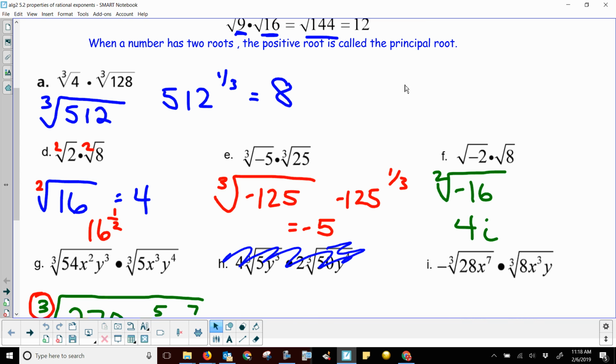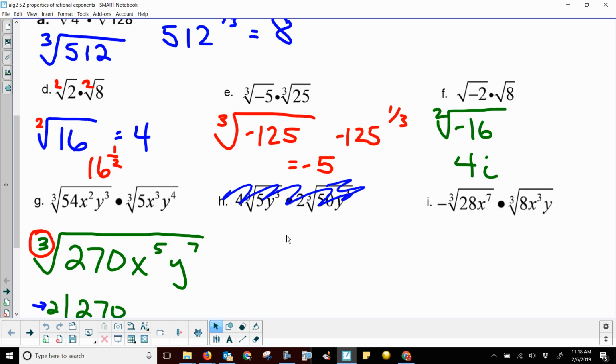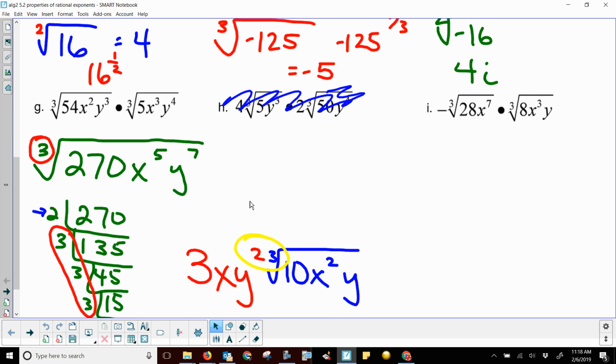They're fairly self-explanatory. Remember, we talked last time, if it's an odd root, the negative actually comes out to be a negative. If it's an even root, the negative comes out to be i. But yeah, we can multiply them together, provided they have the same root. If they don't have the same root, I'm going to show you how to fix that in a minute. But we did a couple more.